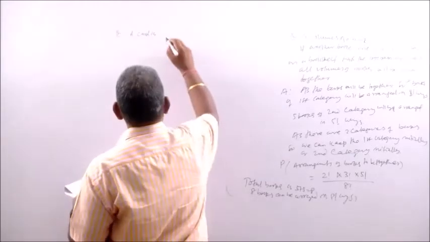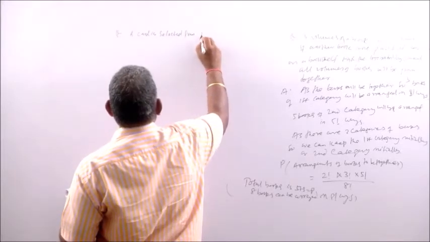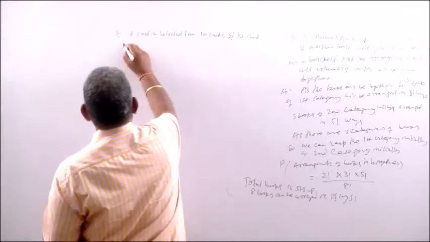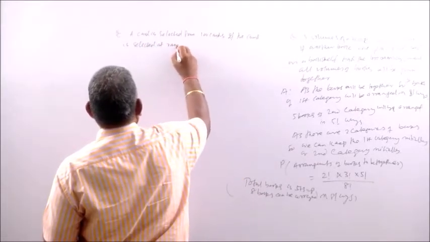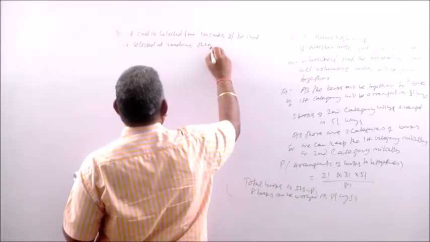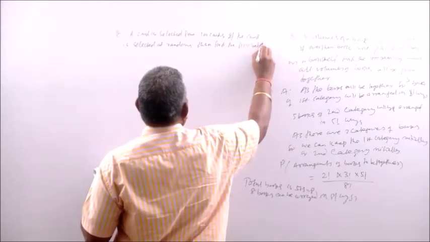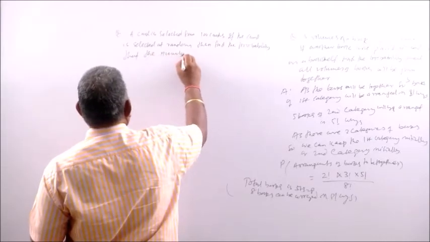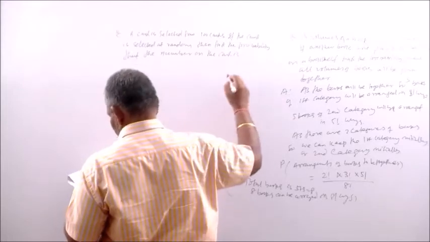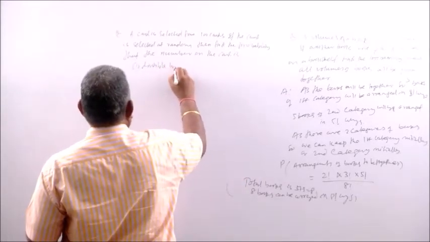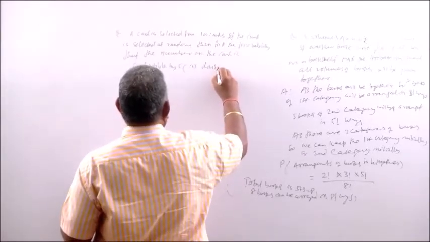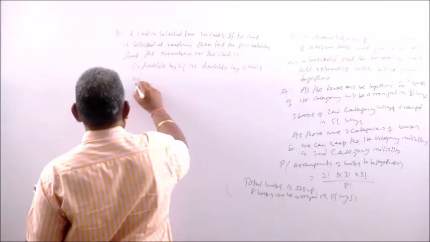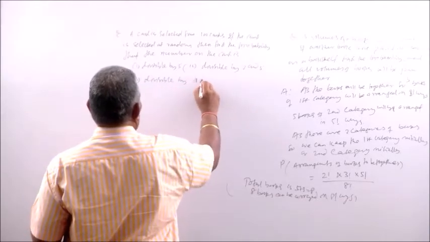A card is selected from 100 cards. If the card is selected at random, then find the probability that the number on the card is, first, divisible by 5; second, divisible by 2 and 5; third, divisible by 2 or 5.